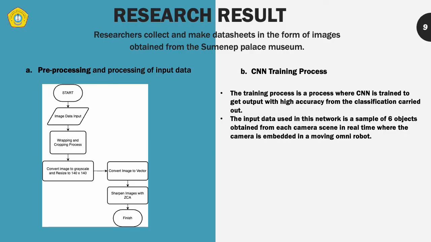And the result: collect and make a dataset in the form of images obtained from the museum. Point A is the pre-processing and processing of input data, and point B is the training process.